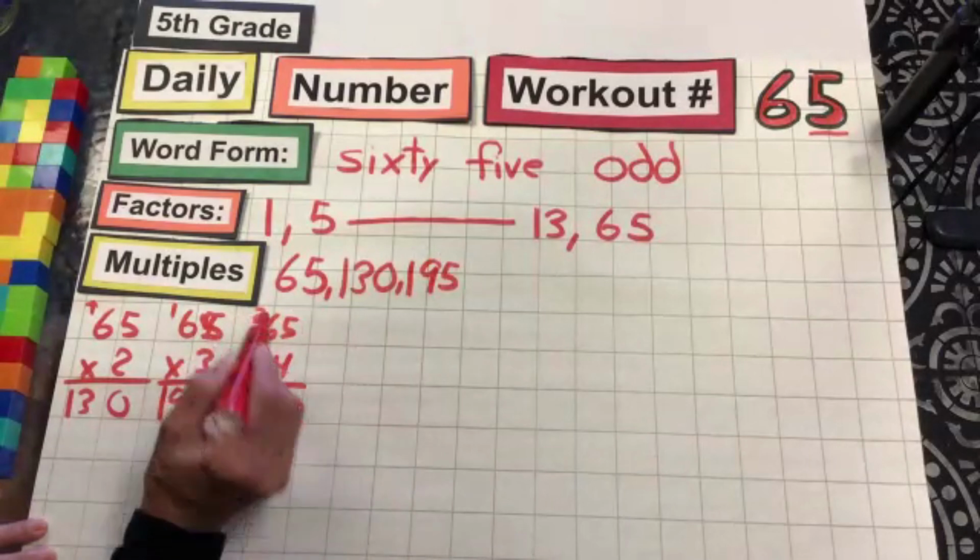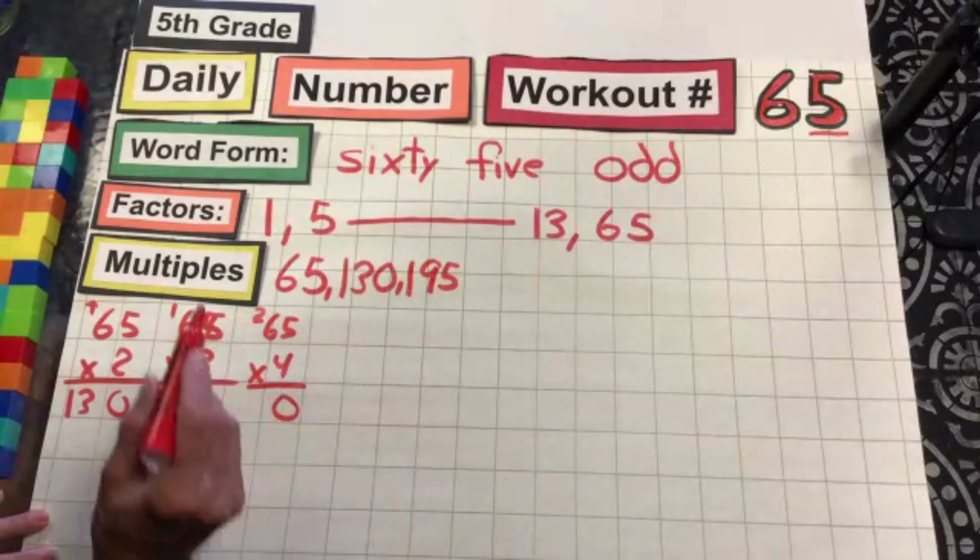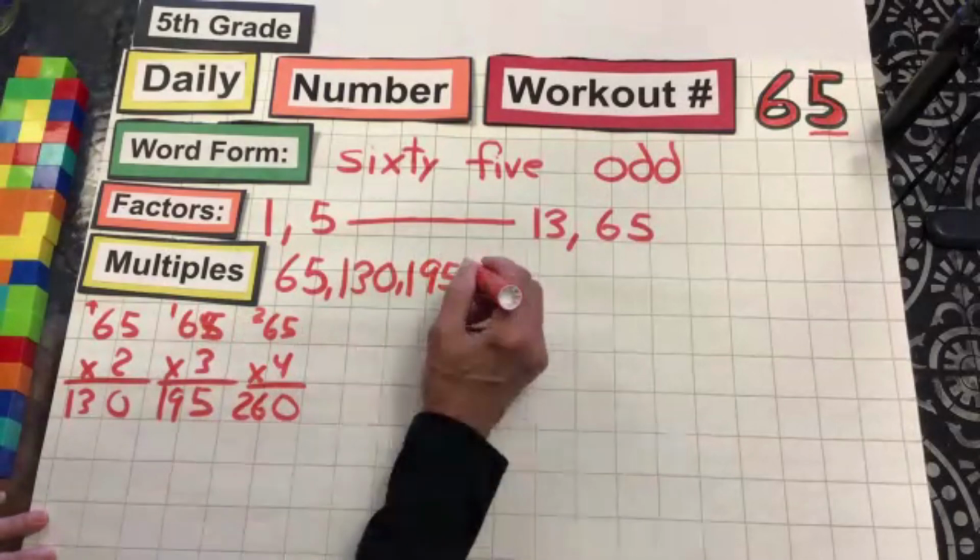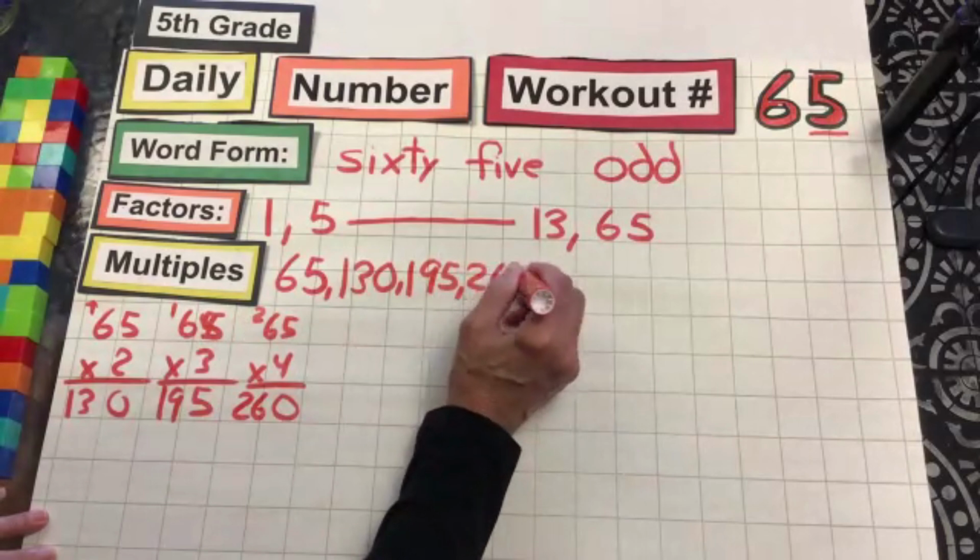65 times 4. 4 times 5 is 20. Drop the 0, carry the 2. 4 times 6 is 24, plus 2 is 26. So we have 260.